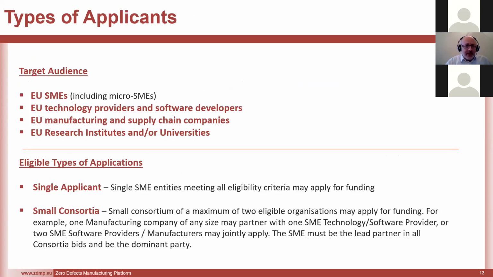As for the type of applicants, the target audience is EU SMEs, EU technology providers and software developers, EU manufacturing and supply chain, and EU research institutes and universities. The single applicant must be an SME and needs to meet the eligibility criteria. It is possible to have a small consortium of at most 2 components, one of which should be an SME.